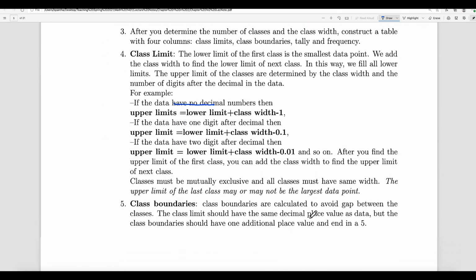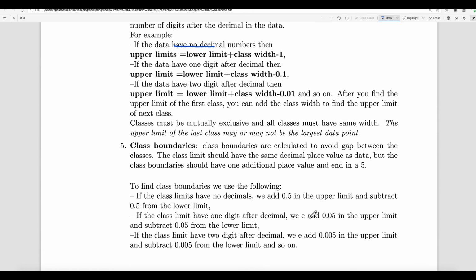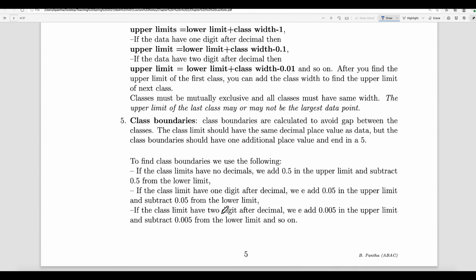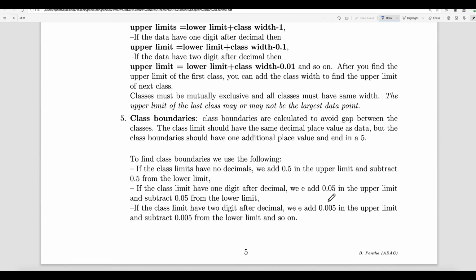So this is the basic idea on how to find out the class limit or class boundary. For the class boundary, if the class limit has 1 digit after the decimal, we add 0.05 to the upper limit. So if there is no decimal, then we add and subtract 0.5 from the class limits. And if there is a decimal in the class limit, then we subtract 0.05 from the lower limits and add 0.05 to the upper limits, and so on.